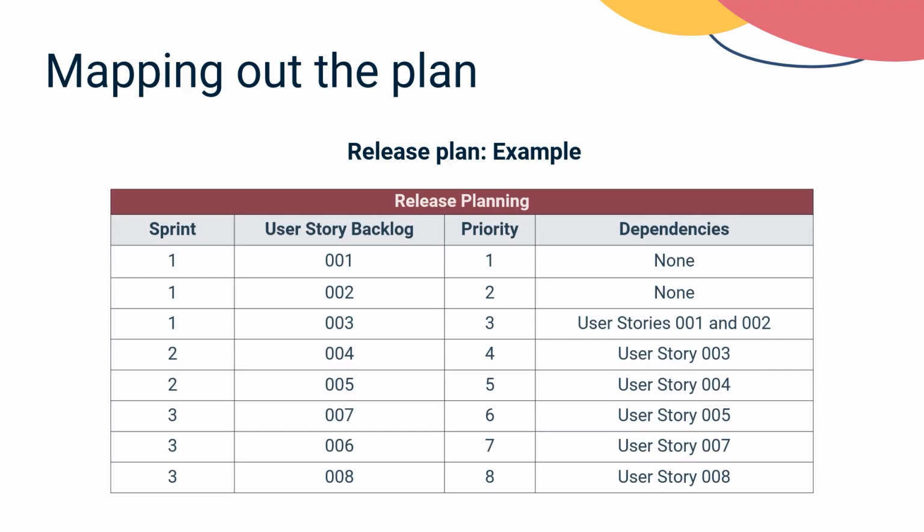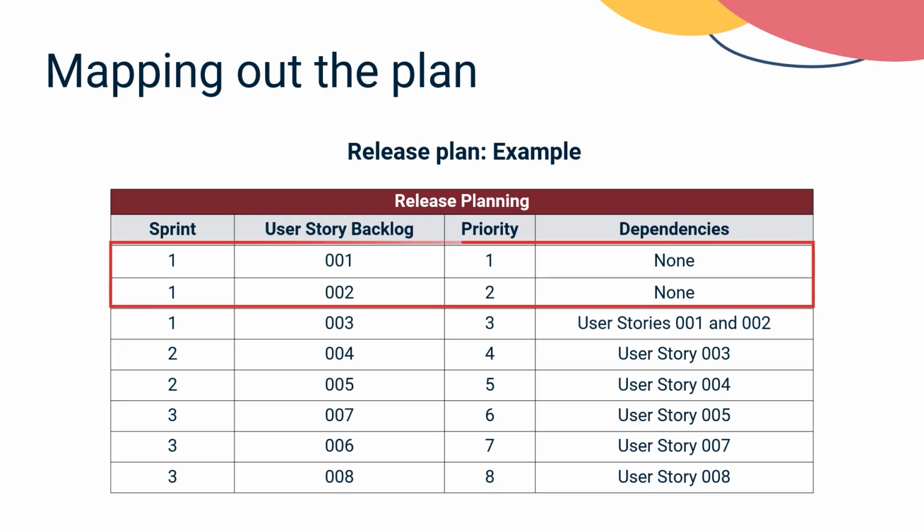Here is an example of a structured release plan in a spreadsheet format. The plan is organized by sprints. Each sprint outlines the specific user stories to be implemented. We've prioritized the user stories based on their importance and dependencies. The dependency is specified in the last column.